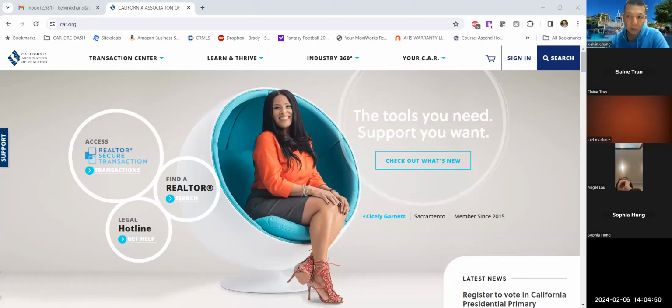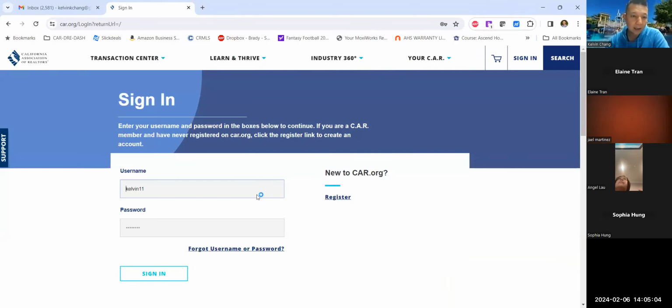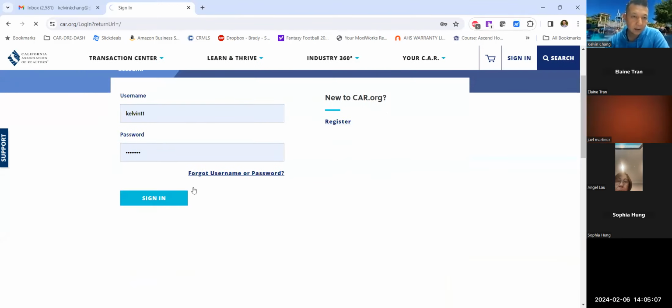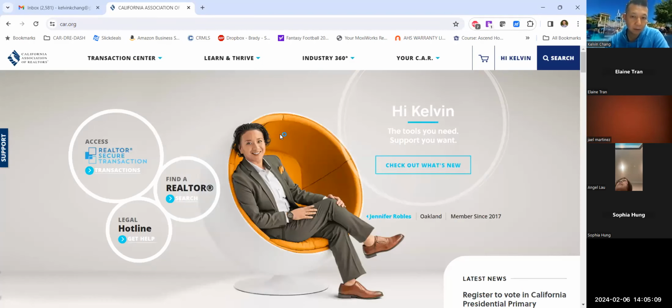I'm going to start showing you how to find this stuff. I want to teach you where to go any time you want to understand what's going on behind the scenes in terms of forms and disclosures. There is a very easy way to do so. I'm going to log into my CAR account and sign right in. Hopefully you do see my browser pulled up.